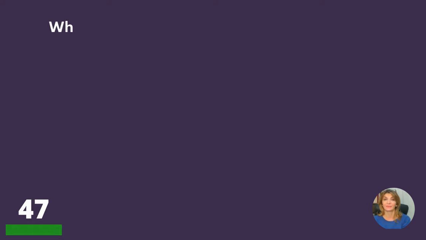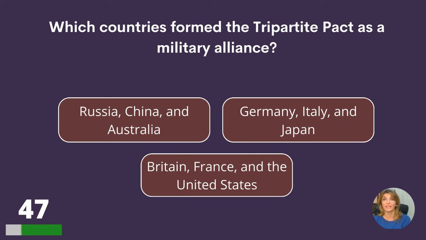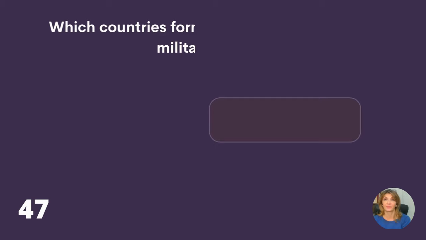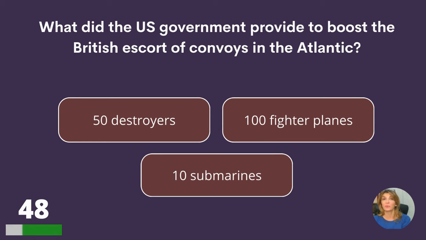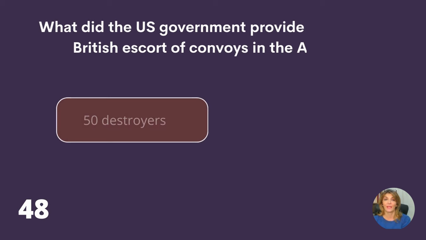Which countries formed the Tripartite Pact as a military alliance? Russia, China, and Australia? Germany, Italy, and Japan? Or Britain, France, and the US? Germany, Italy, and Japan. What did the US government provide to boost the British escort of convoys in the Atlantic? 50 destroyers, 100 fighter planes, or 10 submarines? 50 destroyers.